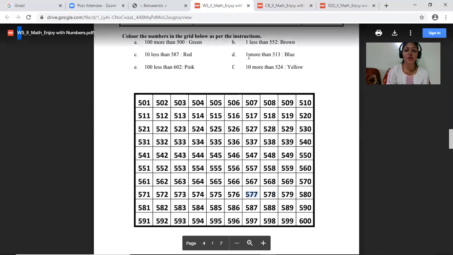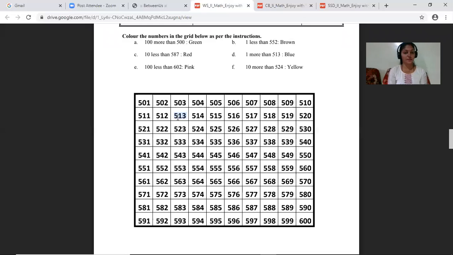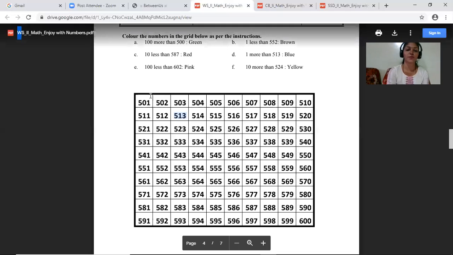Next one. 1 more than 513. So you have to first locate 513. Now 1 more. That is the next number in the ones place. So what is the answer? 514. So which color should you give? You have to color 514 with blue, with the color blue.